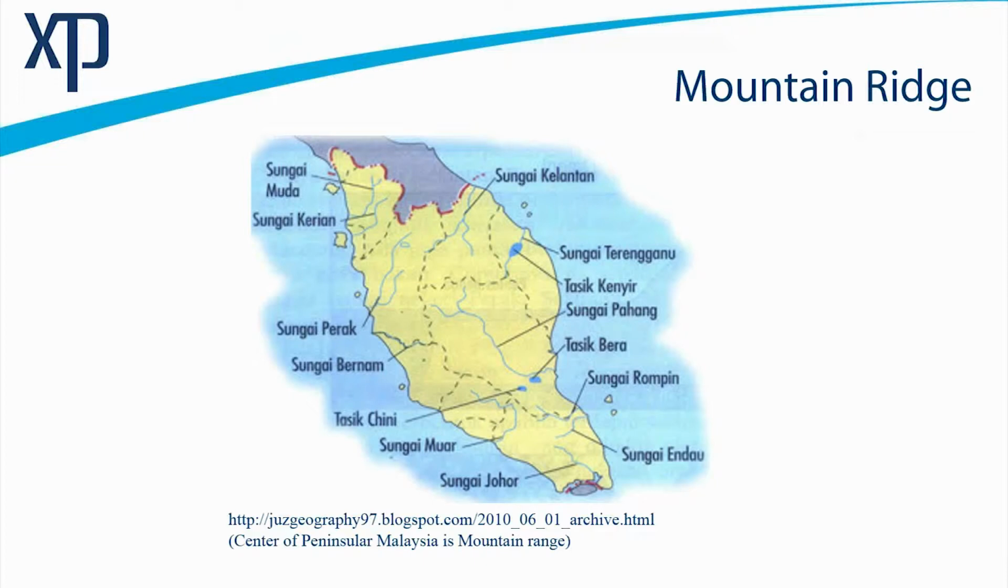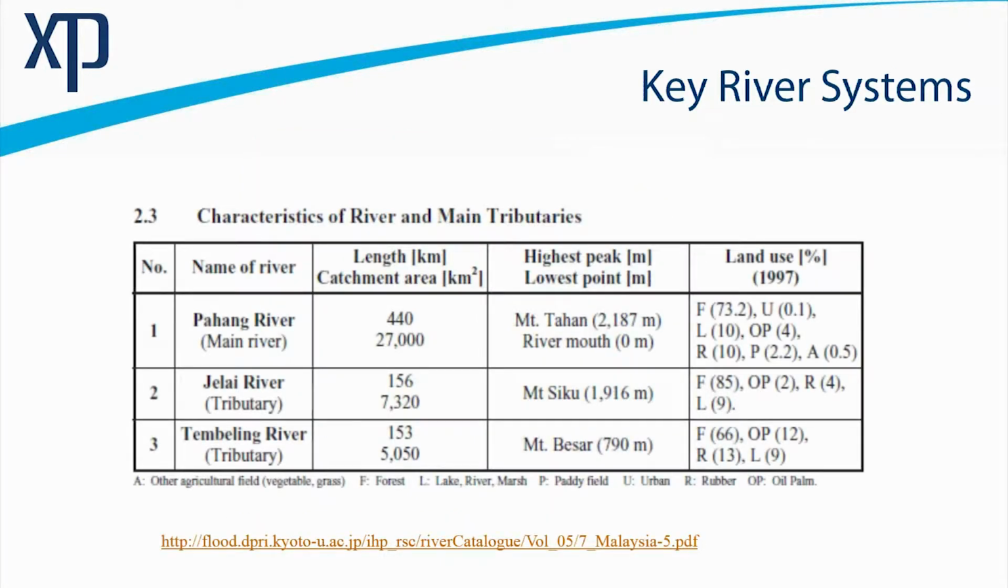And again, that mountain ridge can generally be seen here by these major river basins, that there's this distinct separation between the river basins. None of these river systems cross the eastern, the western island of Malaysia. Some general characteristics of some of the major systems can demonstrate that the length of these systems can be quite large, 440 kilometres in length for the Pang River, with a catchment area of 27,000 square kilometres.